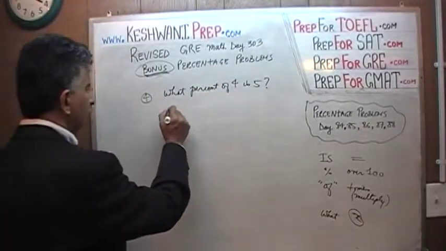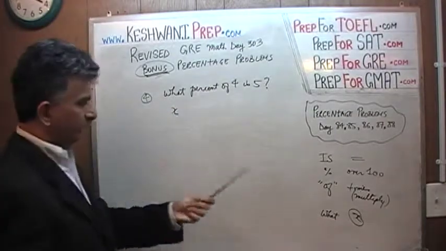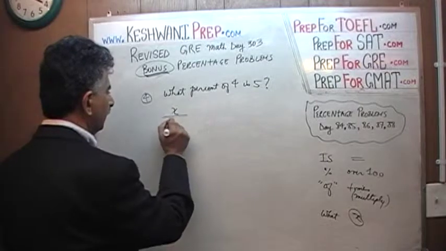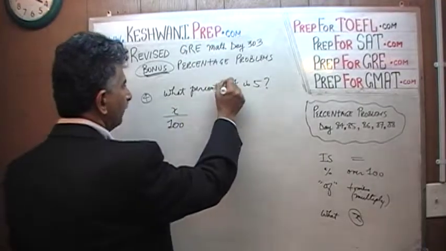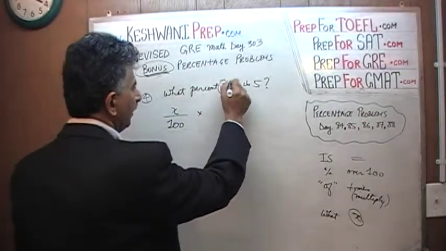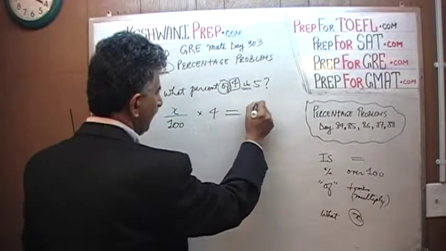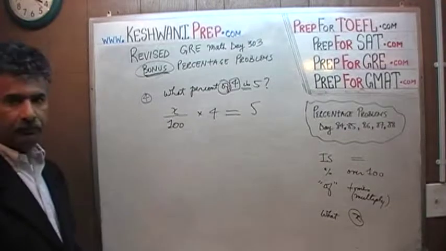So let's do it here. What? That's our x, that's our unknown. Percent means over 100. Of means times, and then we have 4, and then we have is, which means equal 5. There you go. That's our equation.